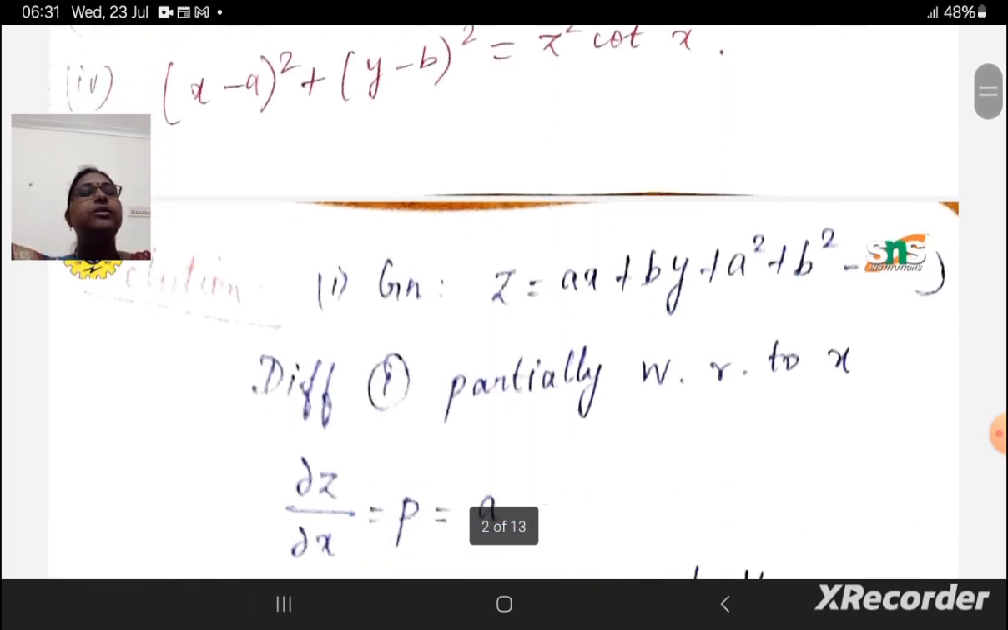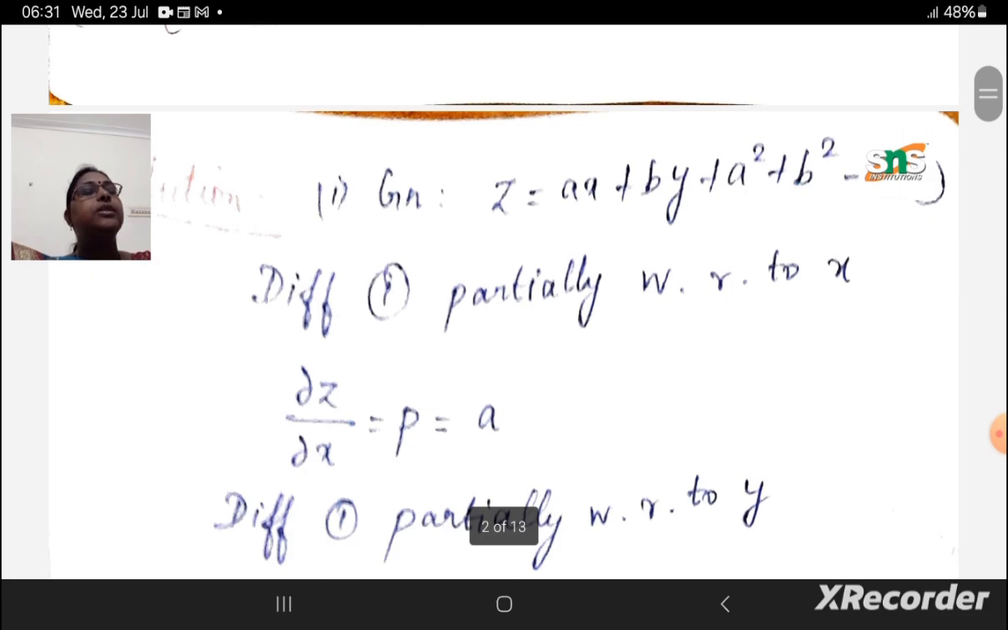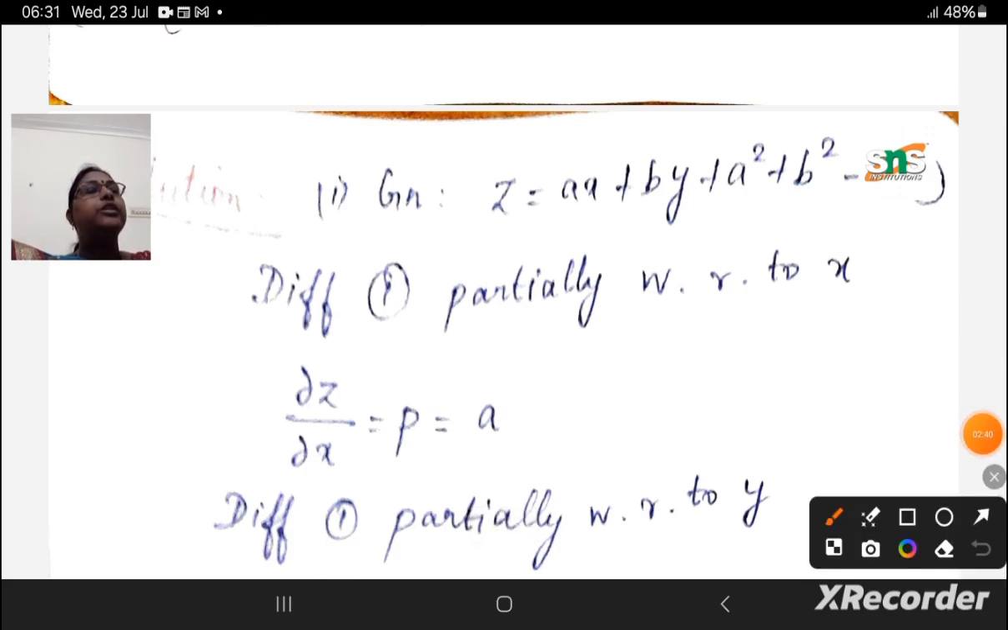The first one is z = ax + by + a² + b². In this the constants a and b are involved. We want to eliminate these arbitrary constants. How to eliminate? We differentiate this function z with respect to x and with respect to y separately. So now we can differentiate the equation.